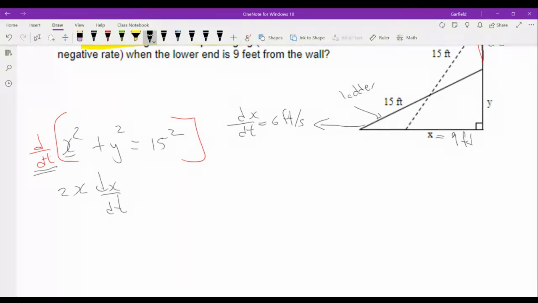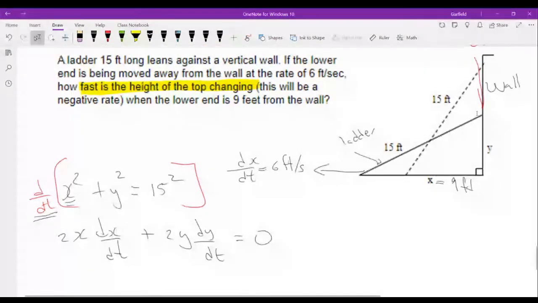So once again, the variables are different. How about the y's? It's 2y dy by dt. I agree. And how about 15 squared? Zero. It's a constant, right? Thanks, Don. Now, what are we trying to find again? dy by dt. So this is our unknown we're trying to find. They gave us dx by dt. They gave us x. So we're still missing one thing. We're missing y. So we need to find this y value.